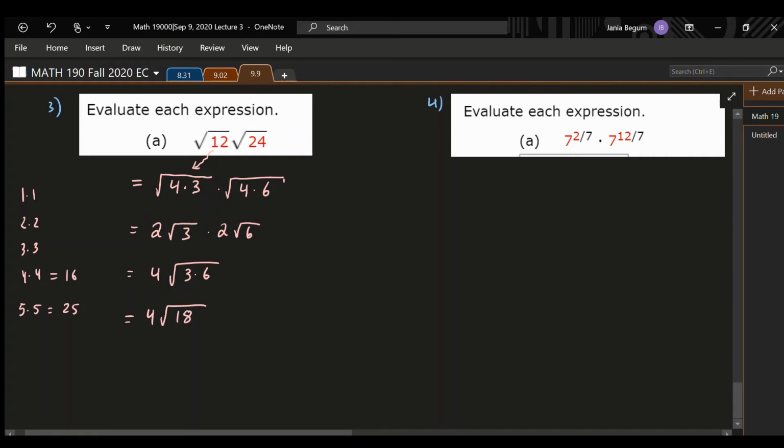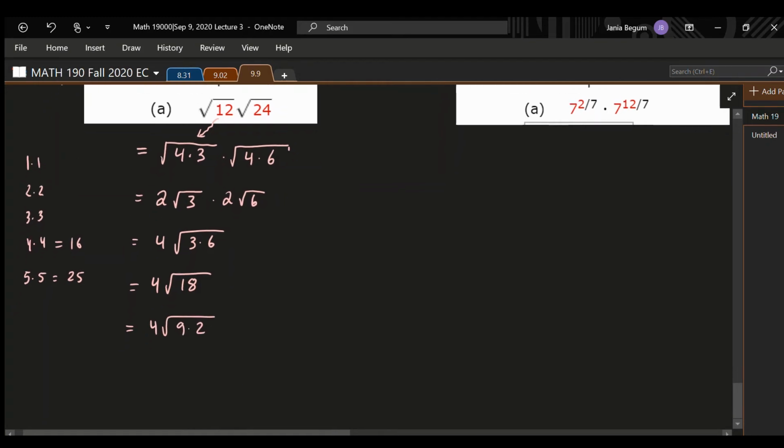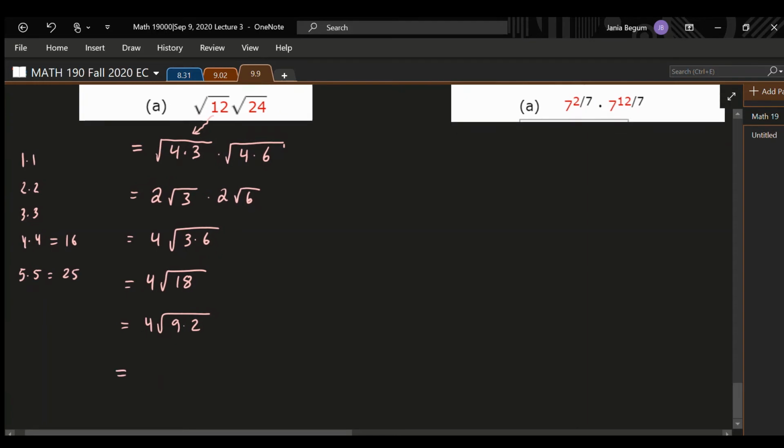Well, now you ask yourself, can 18 be simplified a little bit more? What do you guys think? Yeah, right? So we can take it more. Now let's simplify the last thing. Square root of 9 will come out as a 3, so that's 4 times 3, and square root of 2 stays inside, and that gives us 12 square root of 2. And again, square root of 2 doesn't simplify, so we have our answer.